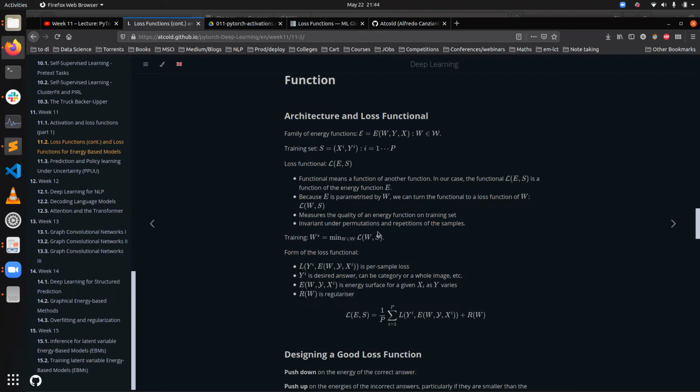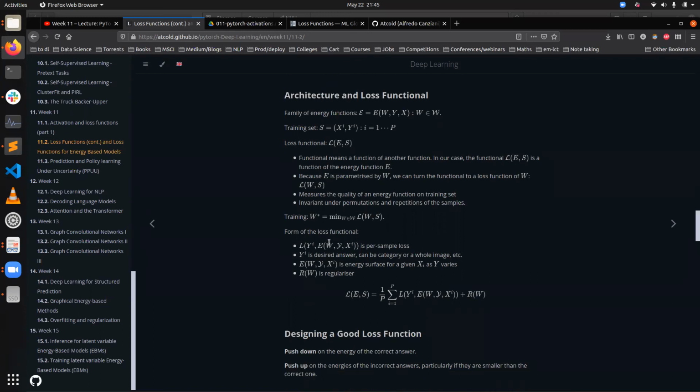So right now the question is, what kind of loss function can you have which can ultimately give you low energy at the data points and high energy everywhere else. So that is the question that we have.